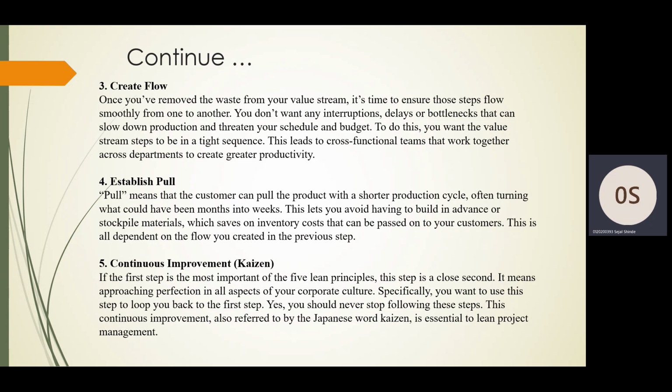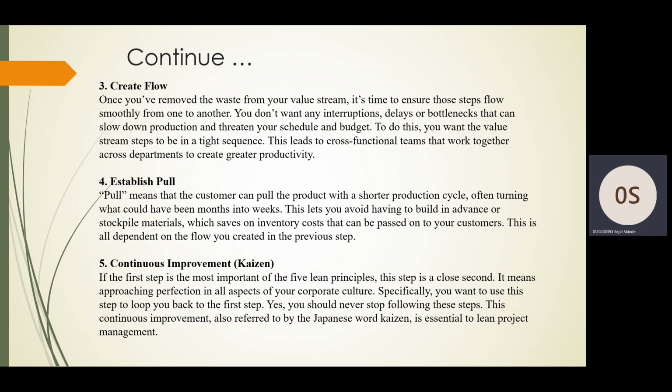That can slow down production and threaten your schedule and budget. To do this, you want the value stream steps to be in a tight sequence. This leads to cross-functional teams that work together across departments to create greater productivity.